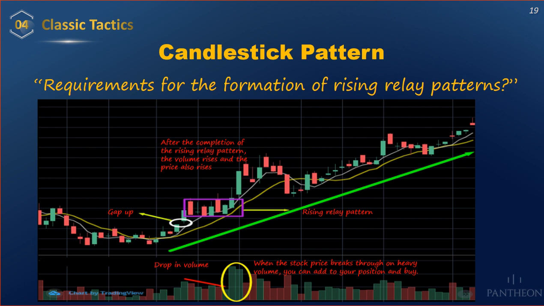During which we will find that the trading volume is constantly shrinking, is dropping. So when the stock price suddenly breaks through and rises sharply in one day, the trading volume also increases. This is the perfect time for us to buy. It is highly probable that there will be a rebound and rise in the later period.